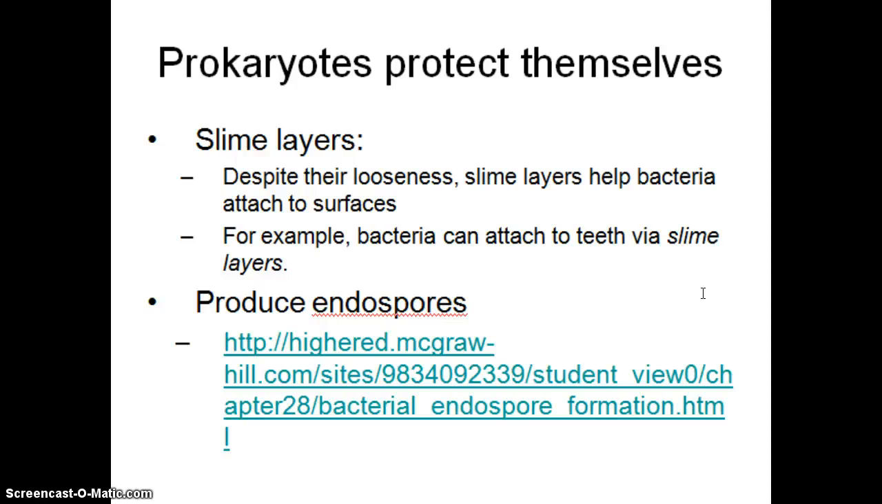Slime layers are on our teeth, and so when you go to the dentist, they're trying to scrape that stuff off so that you don't end up with cavities. So that's their way of protecting themselves. So that's bacteria in a nutshell.